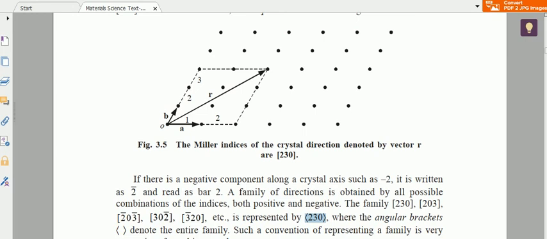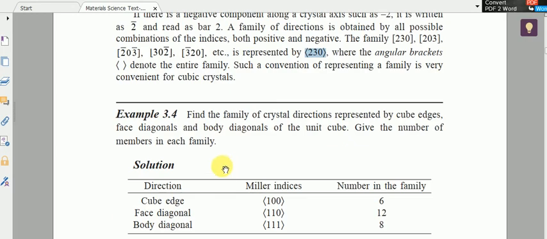This is an example to find the family of crystal directions represented by cube edges, face diagonals and body diagonals. Cube edges: what are the Miller indices for a cube edge? It is [1 0 0] or [0 1 0] or [0 0 1], etc. Such 6 representations we can do.